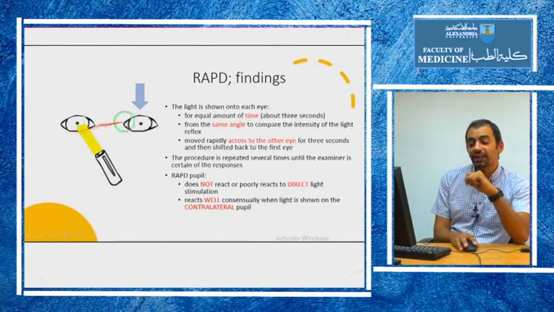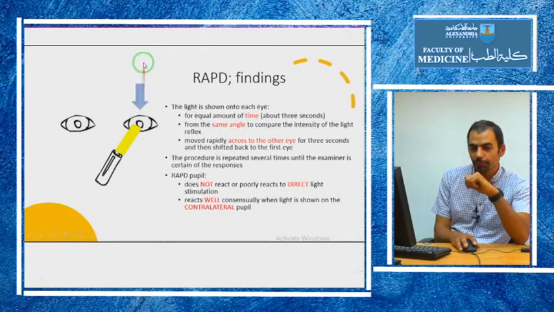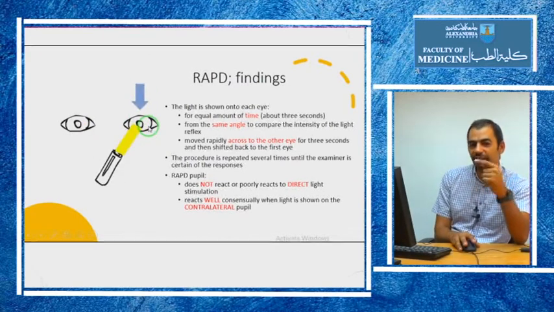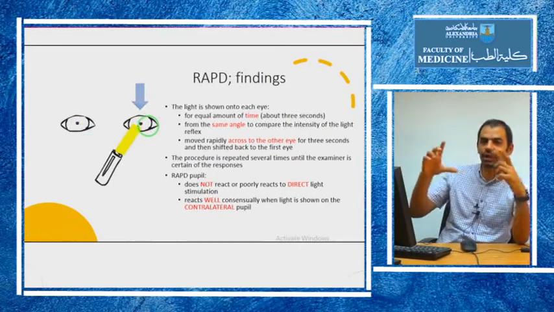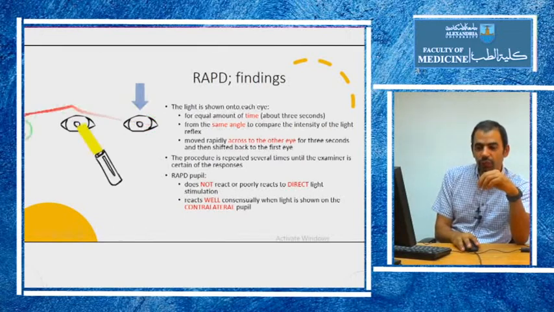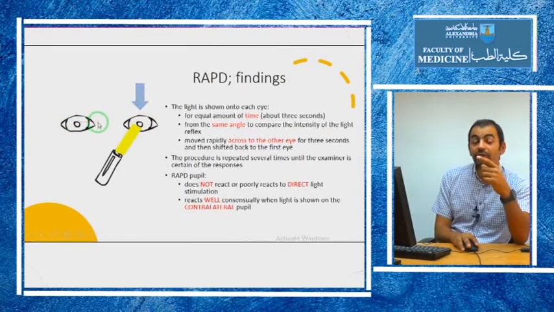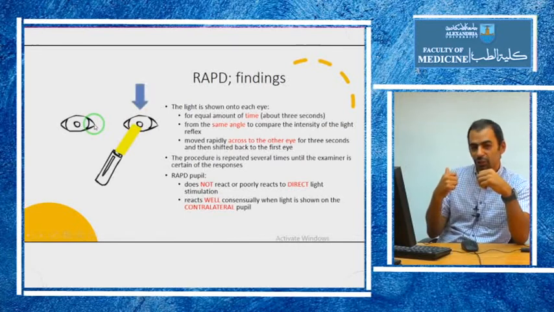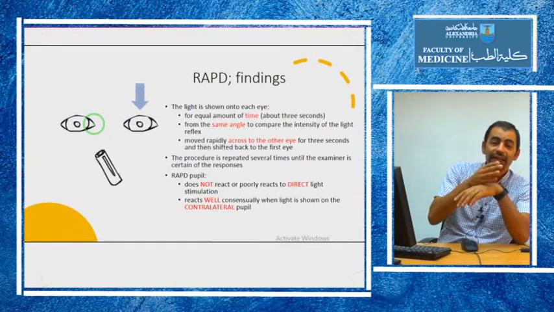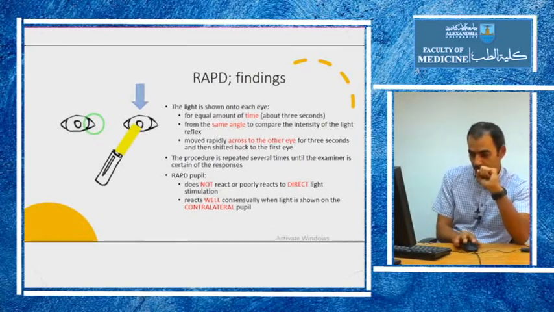When we swing the light to the left eye, the affected eye, the afferent pathway is not working. So the light reflex will be interrupted and both eyes will go into mydriasis. So the left eye will not be able to maintain the constriction and it will go into mydriasis. And when we move the light back to the sound eye, the normal eye, the right eye, we'll find that it was dilated consensually because the afferent pathway of the left eye is not working, and when we move the light to it, it will go again into constriction.